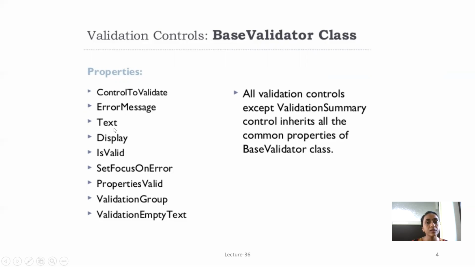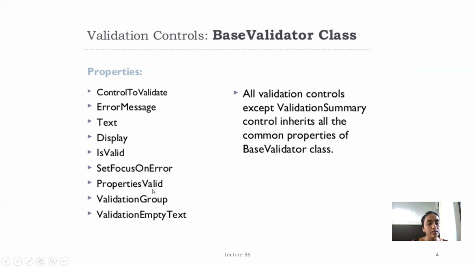Next is Text. Whatever text you want to display by default as a validator. Next is Display. It is used as a display property for setting whether to display or not, or in which format. Next is the IsValid property. IsValid is a boolean property whose value is true or false. If the value is true, it means validation is done, and if it is not, the validator will not validate. Next is SetFocusOnError. If it is set to true, then it will focus on the error.